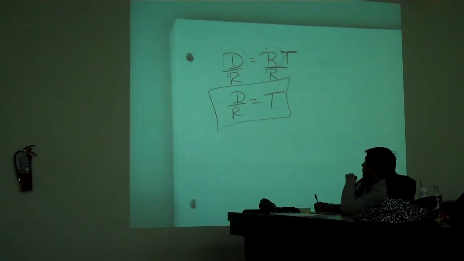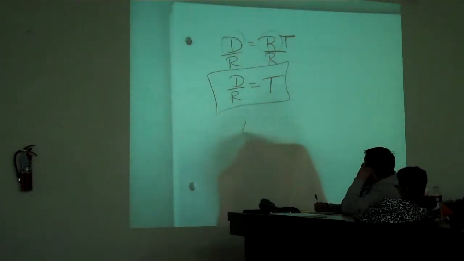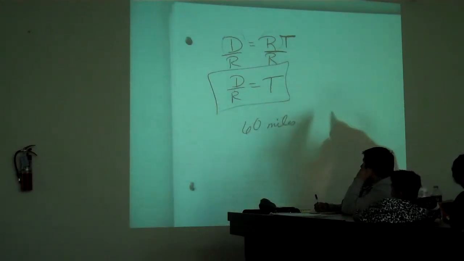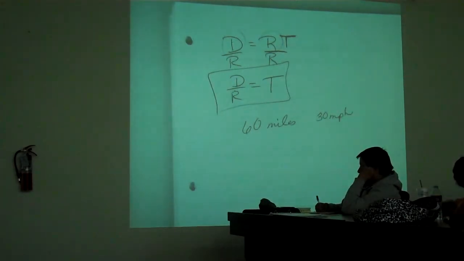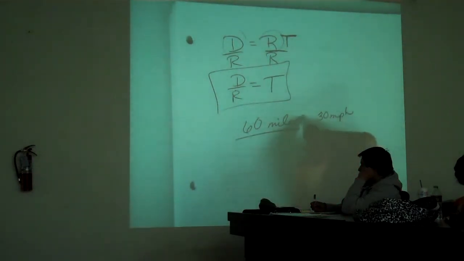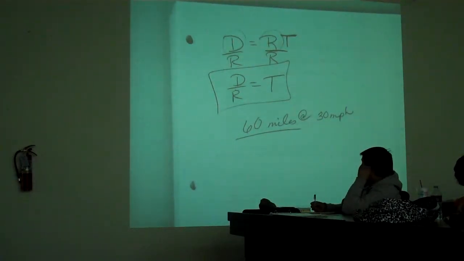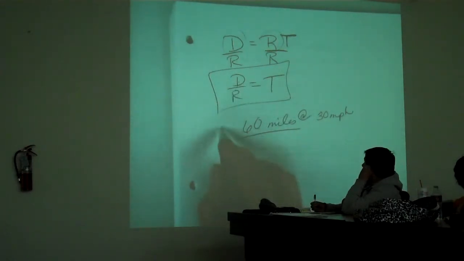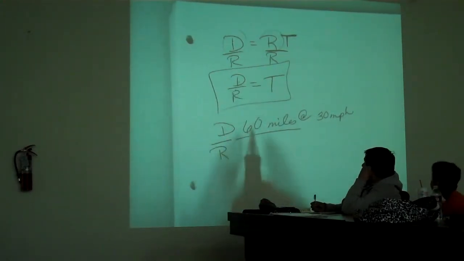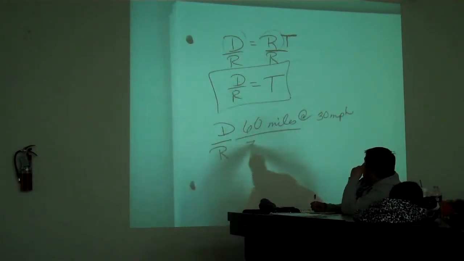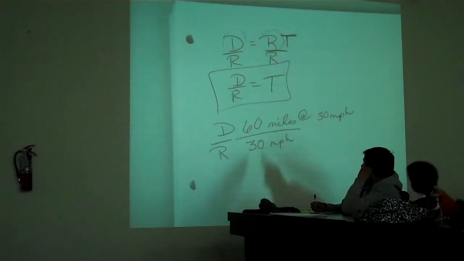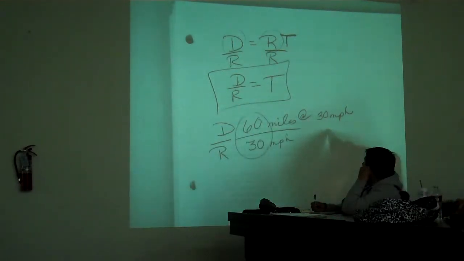Let's say, this isn't on number 20, but let's say you went 60 miles and your car was really bad off. You were only driving 30 miles per hour. How long did it take you to get there? Distance is 60 miles, right? We're going to do distance divided by the rate, which is your miles per hour. Okay? 60 divided by 30. It took you 2 hours to get there.